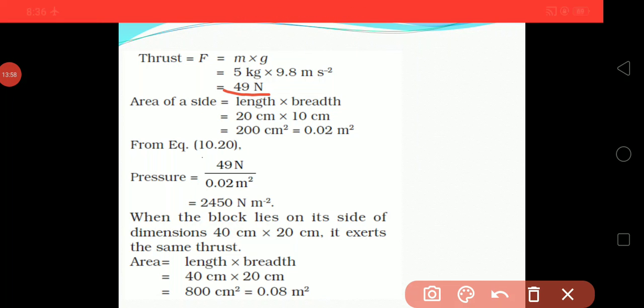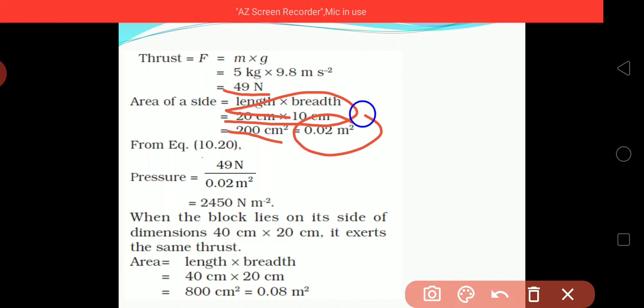49 Newton. And in the same way, if we want to consider the area, we are just now calculating for the first case. In the first case it was 20 centimeter and 10 centimeter. So our area of the side will be 20 into 10, so it will be 200 centimeter square. Now if we convert it into meter square, it will be 0.02 meter square.